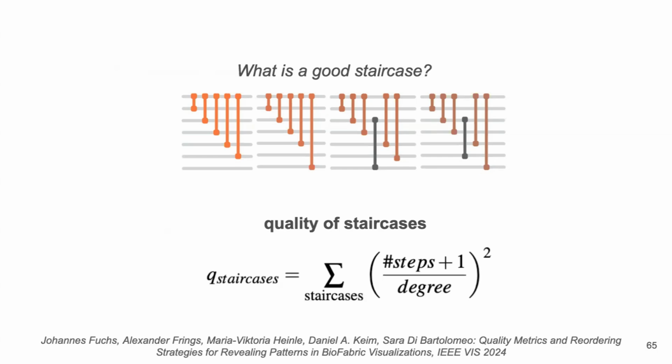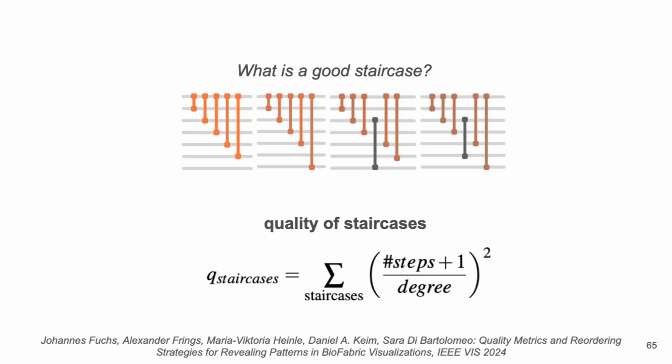Not that much. I would prefer everything to be close together. So the quality function that I defined for the next things that I'm going to do is: I do not want the staircases to be separated. The quality of a staircase is going to be the number of steps that are in it divided by the degree of the node that is at the center of the staircase.